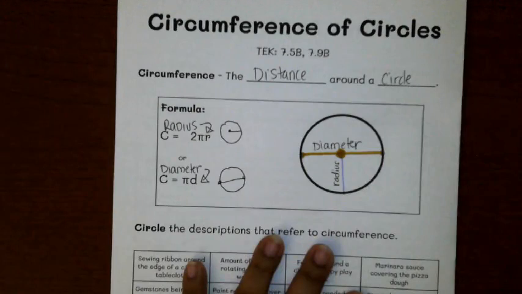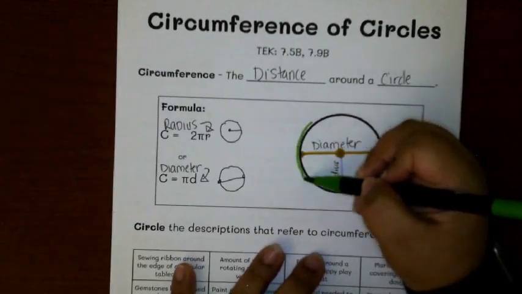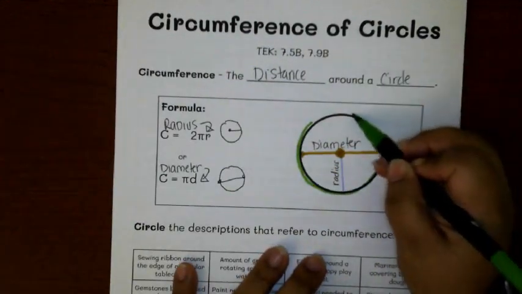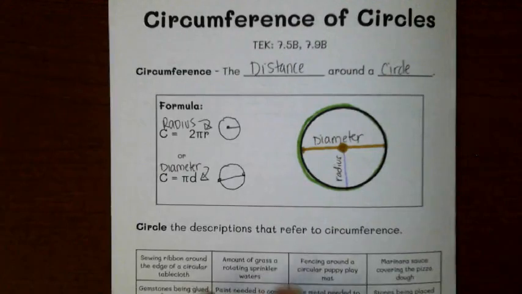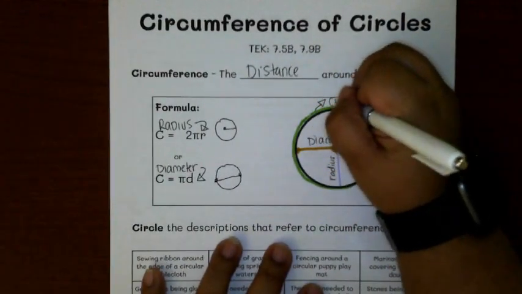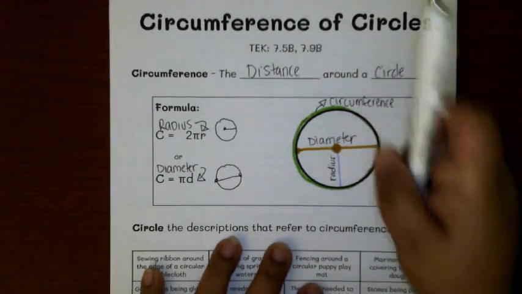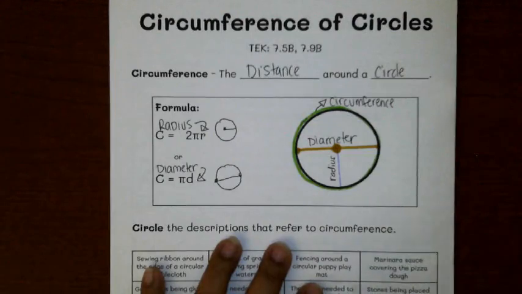And then we have, last but not least, this right here, the circumference. So this green line represents the circumference. And if I were to shade the inside, the whole inside would be the area.